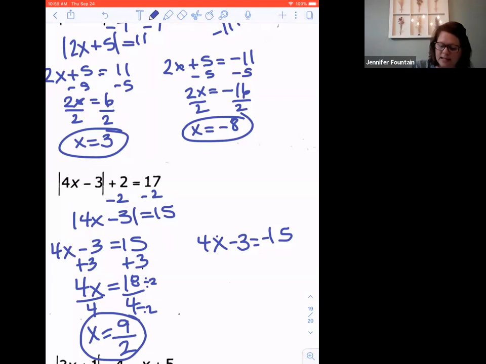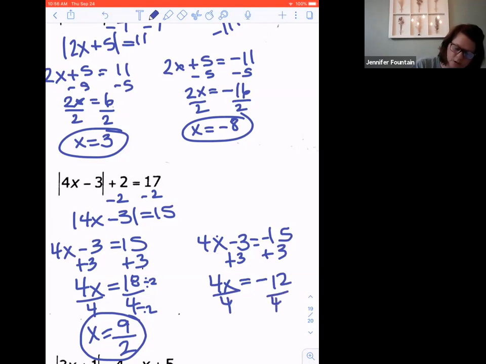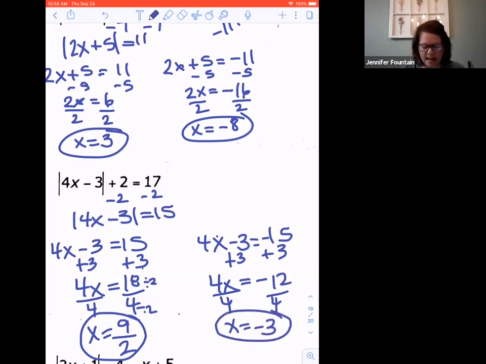4x minus 3 equals negative 15. Again, I've got a negative 3 on the left, so I move it to the right by adding. So 4x is equal to negative 15 plus 3. I have opposite signs, so I take the sign of the larger, find the difference of my numbers. So 4x equals negative 12. Divide by 4, divide by 4. X is equal to a negative divided by a positive is a negative, and 12 divided by 4 is 3. So my 2 solutions are 9/2 and negative 3.